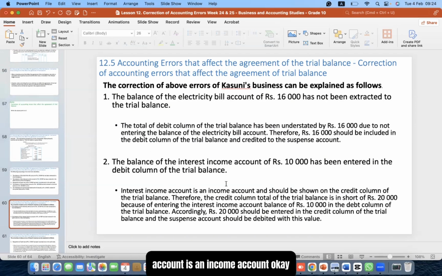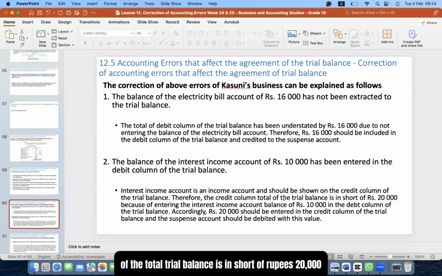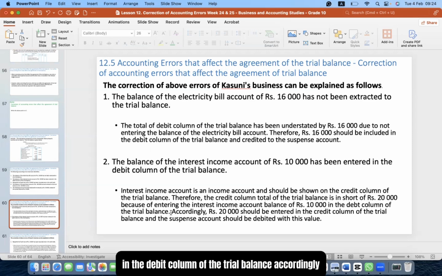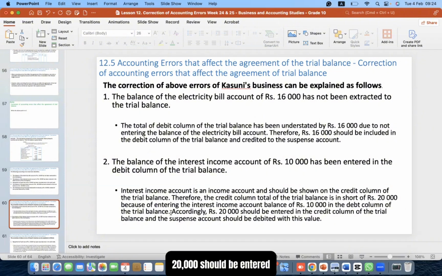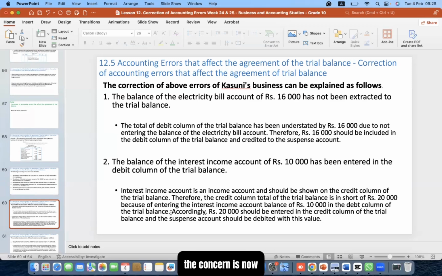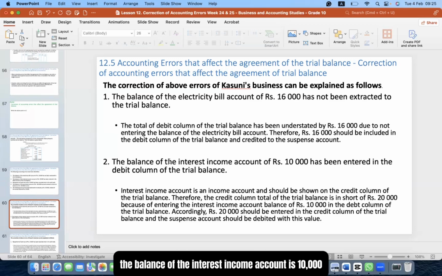Interest income account is an income account and should be shown on the credit column of the trial balance. Therefore, credit column of the trial balance is short by rupees 20,000 because of entering the interest income account balance of rupees 10,000 in the debit column. Accordingly, 20,000 should be entered in the credit column of the trial balance and the suspense account should be debited with this value. Now the balance of the interest income account is 10,000 and it is entered in the debit column.